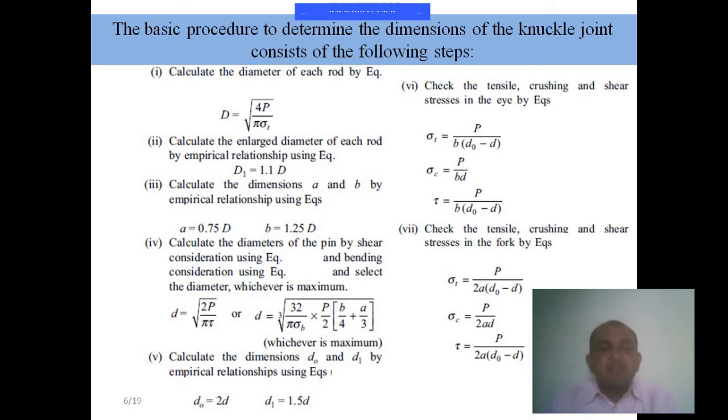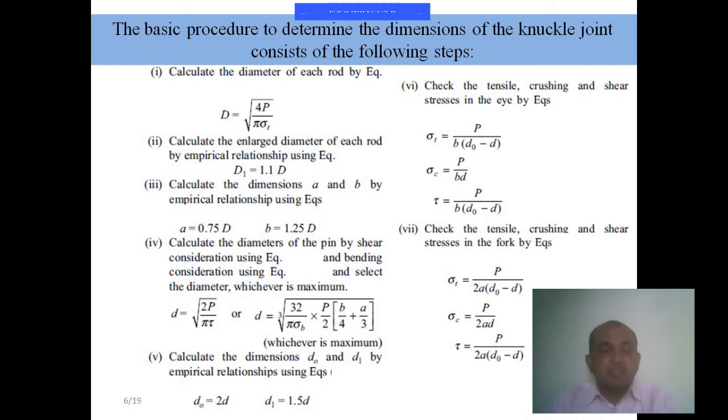Here in the pin, two types of failure are present, shear failure and bending failure. Even the crushing failure is also present, but the crushing failure is nothing but the sigma t, tensile failure. So we neglect the crushing stresses in these conditions, and we find out the dimension based on only shear failure and bending failure. Here you can use the maximum dimension for the pin, and based on the shear failure you can find out the diameter of the pin, d is equal to under root of 2P divided by pi tau.